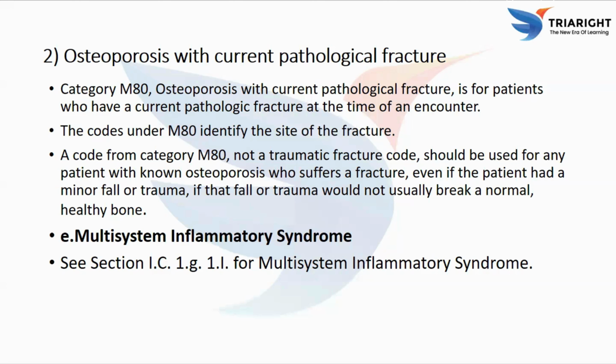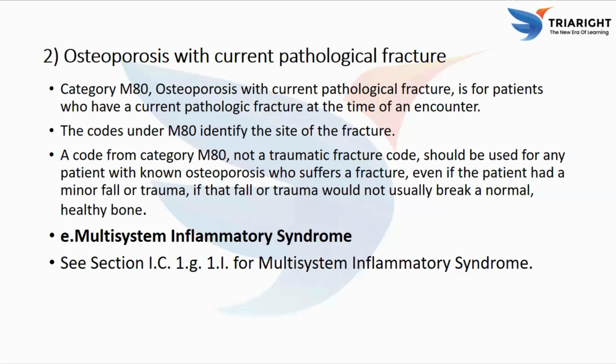What is the reason? In normal healthy bone, such a minor injury would not cause a fracture. So the fracture is considered pathological, not traumatic. So what do the M80 codes tell us? The M80 codes specify the site of the fracture and the type of osteoporosis. So what is the site of the fracture? For example, M80.051A. This is the code which describes age-related osteoporosis with femur fracture, that is the initial encounter, as the seventh character is A.